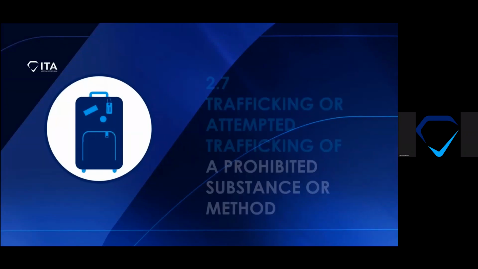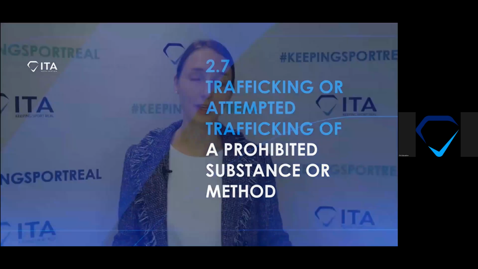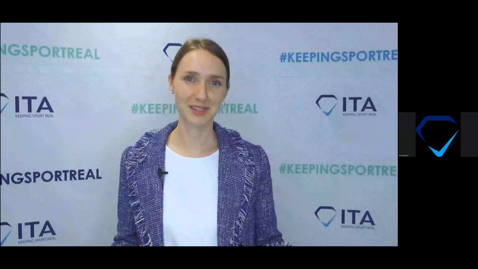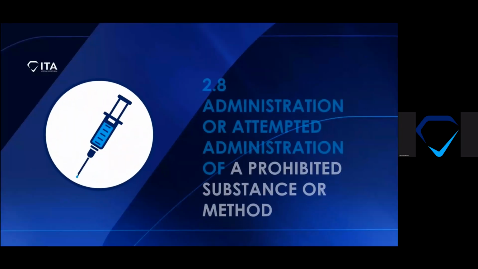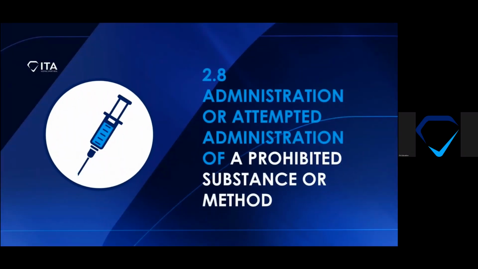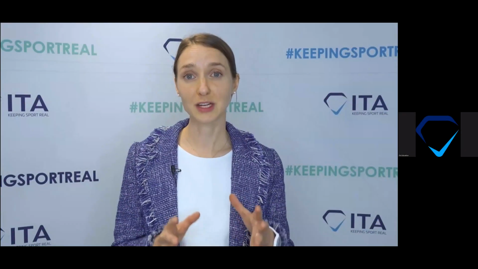Then there's also Article 2.7, which is trafficking of a banned substance. This one is self-evident. Athletes, athlete support personnel, and anyone bound by the code cannot traffic a banned substance and therefore would be liable for an anti-doping rule violation. Then there's Article 2.8, which is administration or attempted administration of a banned substance. This anti-doping rule violation covers the scenario where an athlete support personnel, but also an athlete, would actually inject or administer a banned substance to an athlete or a teammate.